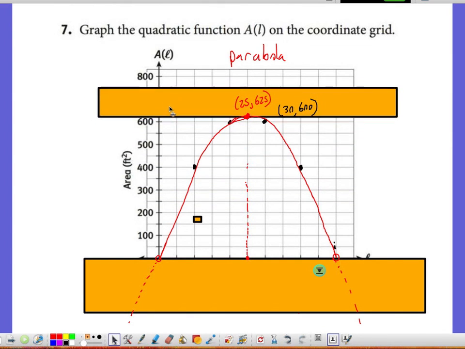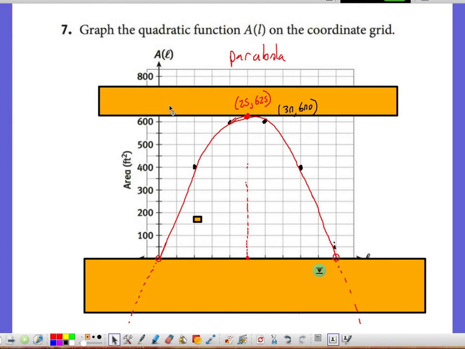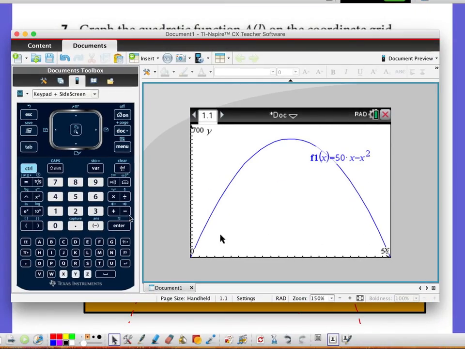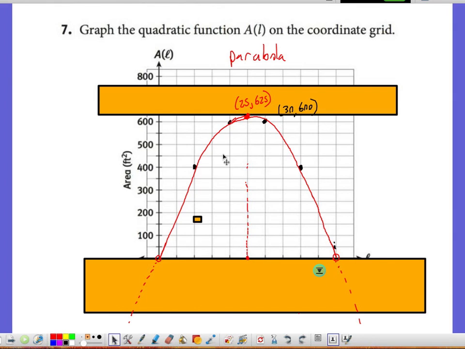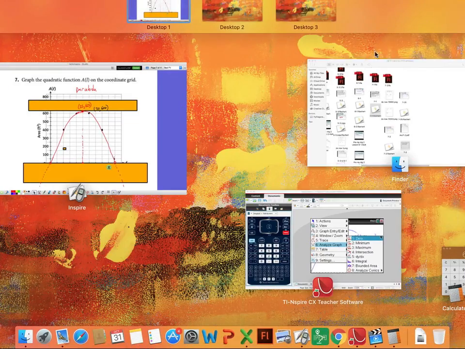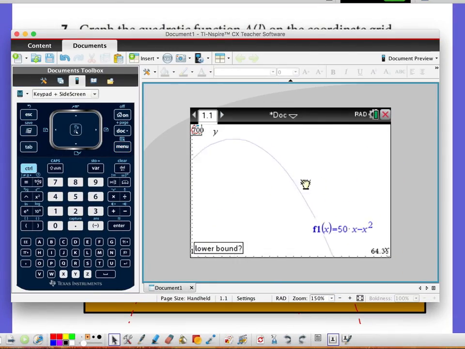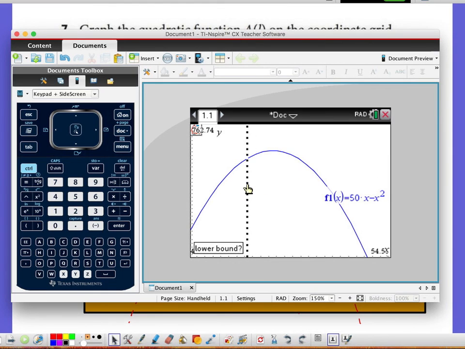And notice that my graph at the highest point looks to be 625. But how do I know that is actually my highest point? Couldn't it be 625.1? Well, that's where we use our calculator. So we want to use our calculator to determine if that is in fact the highest point. So we go to Analyze Graph, and notice this graph has a maximum point. And so that means we're going to hit maximum.